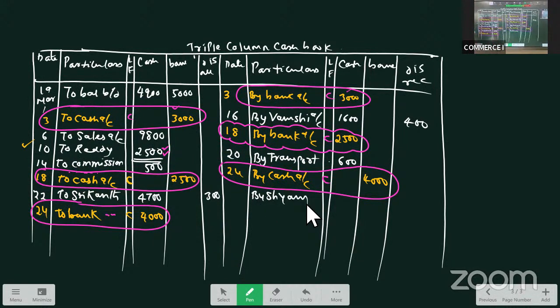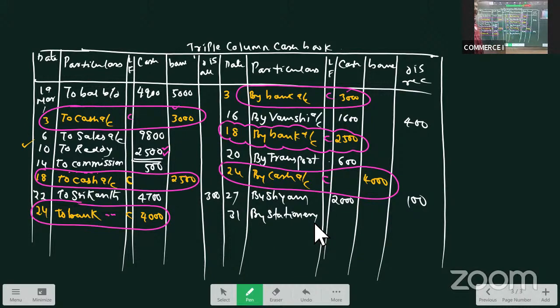By Sham. How much? 2,000. Paid to Sham, 2,000 and discount 100. Next is purchase stationery and paid through debit card. Purchase stationery is again a payment, and the payment is made through a debit card.